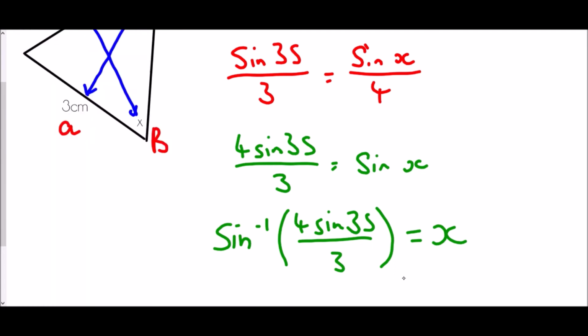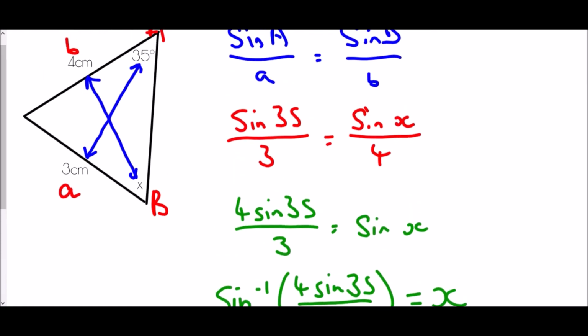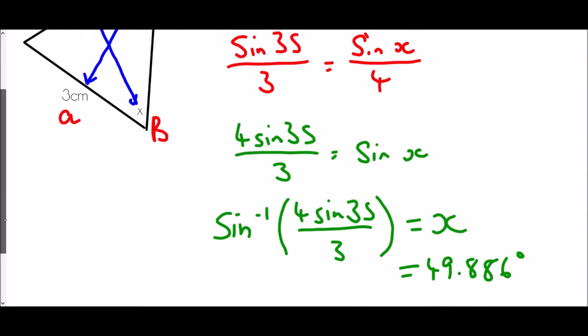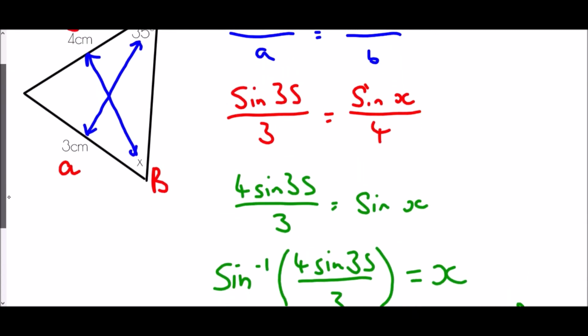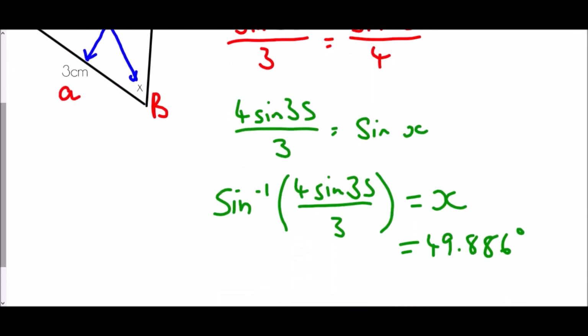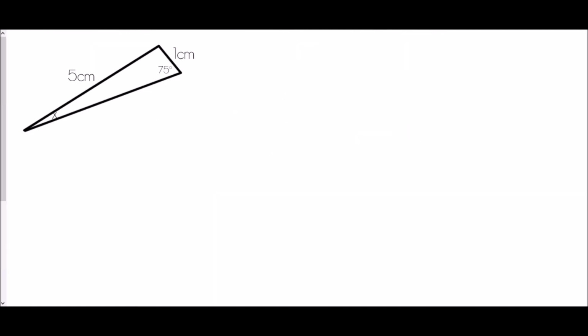49.886. 49.886 degrees would be X. And again, having a look at that, the angle should be bigger than the 35 based on what we've got drawn here, and it is, and so that sounds like a sensible result. Let's try it with one more.